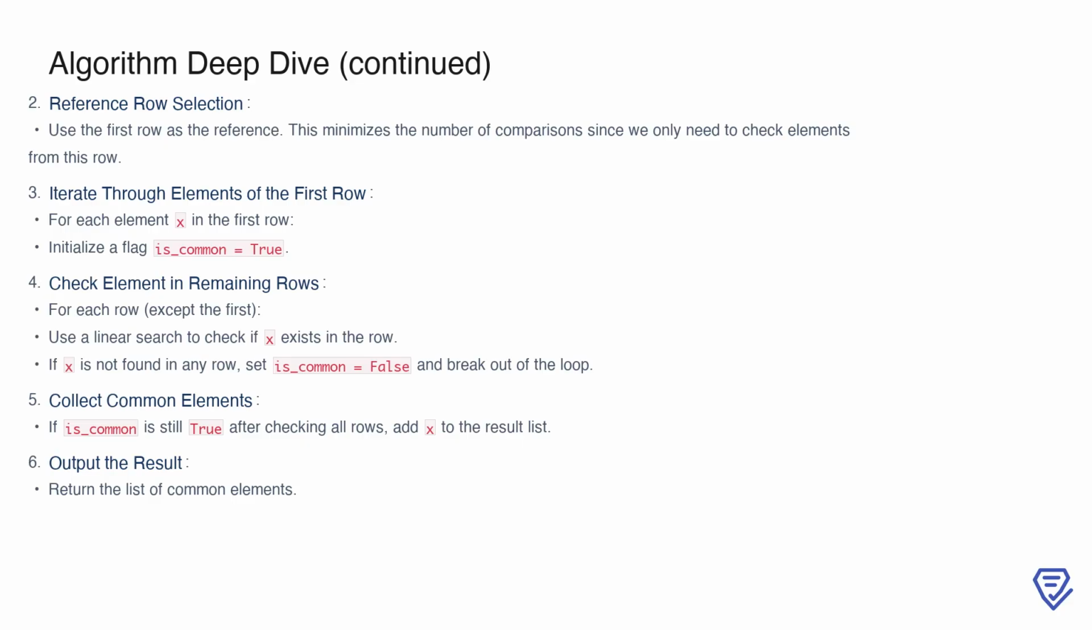We then iterate through each element of the first row, initializing a flag is_common to track whether the current element is present in all rows. For each element, we check its existence in the remaining rows using a linear search. If the element is missing from any row, we set is_common to false and skip further checks for that element. On the other hand, if the element is found in every row, we add it to the result list. At the end, the algorithm outputs this list of common elements.